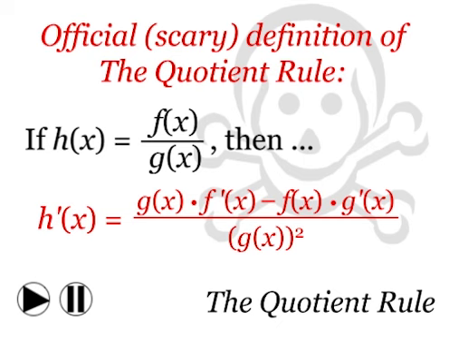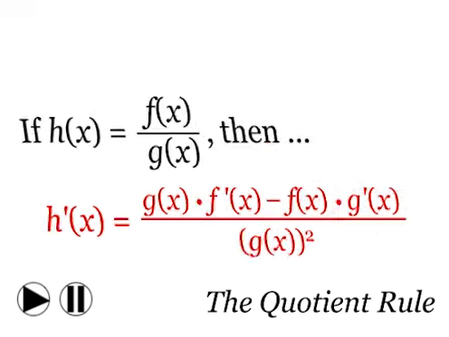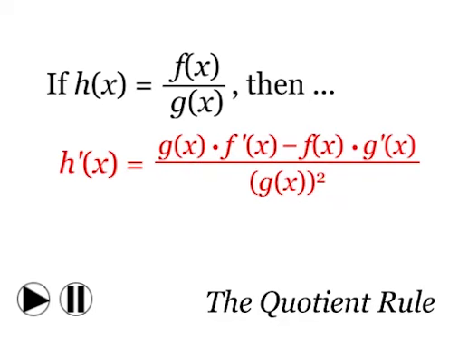Now what does that exactly mean? It means basically that the derivative of h is equal to the bottom times the derivative of the top minus the top times the derivative of the bottom, all divided by the bottom squared. That's the quotient rule. Now you go ahead and try one.